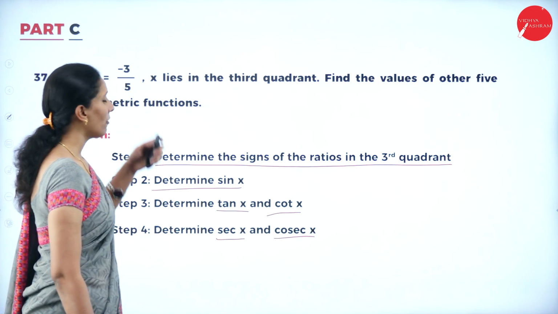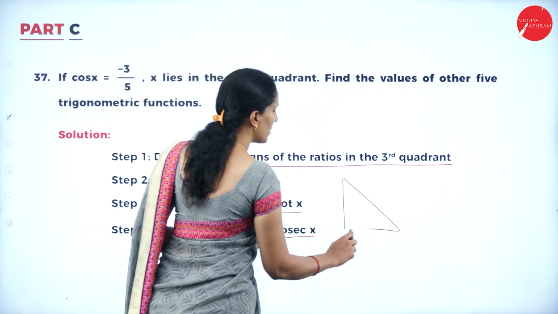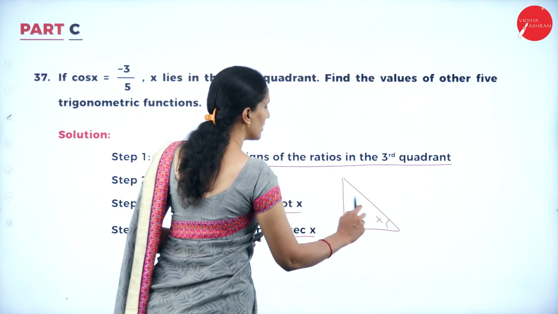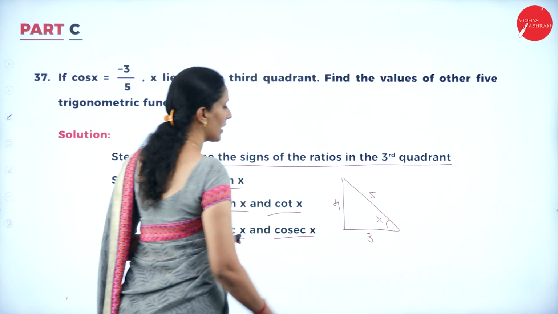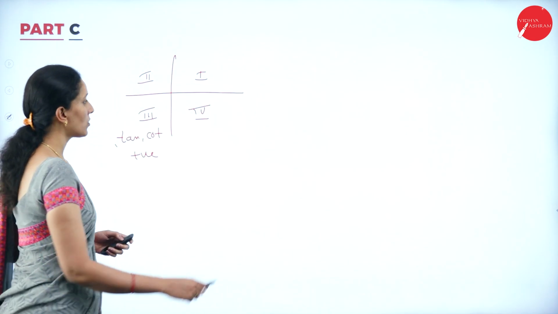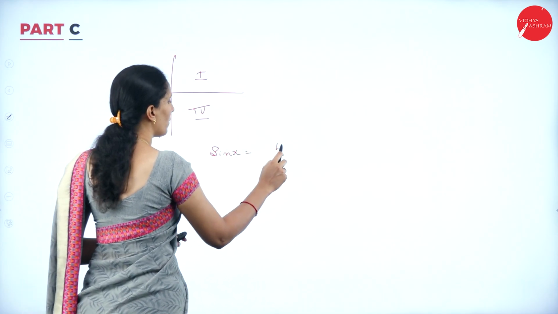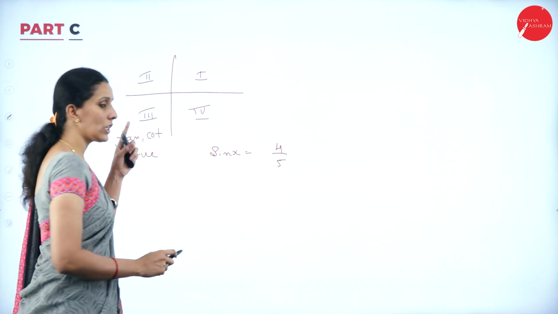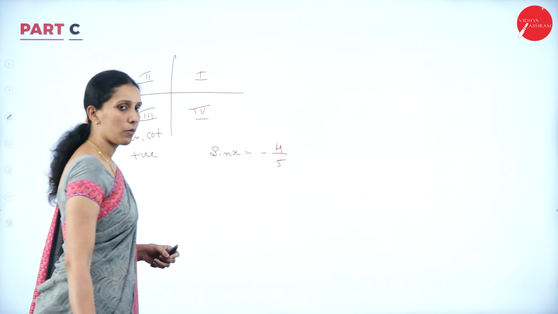So, here we have 3 by 5. Using the right angle triangle concept also, we can take cos x. So, cos x is adjacent by hypotenuse. So, the other side can be taken as 4. Hence, how can we write sin x? Sin x is 4 by 5. What is the sign here? In the third quadrant, the sign is negative. So, therefore, it is minus 4 by 5.